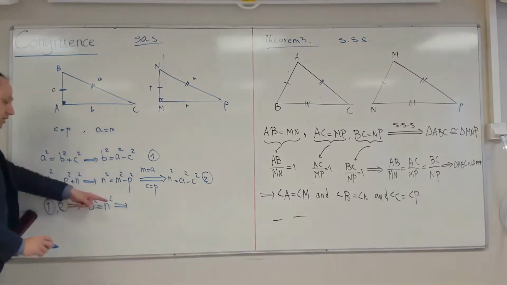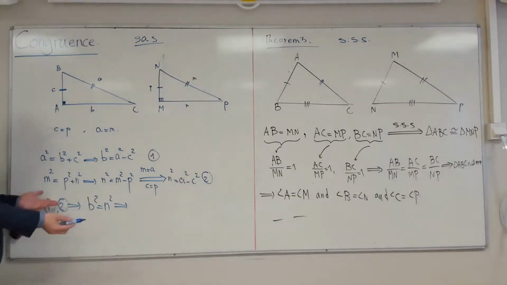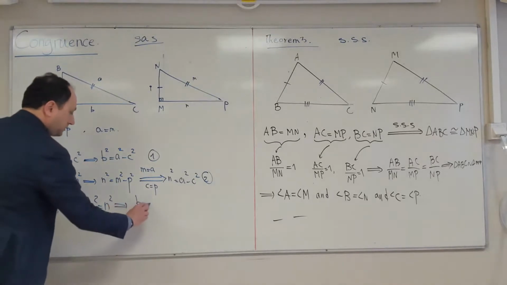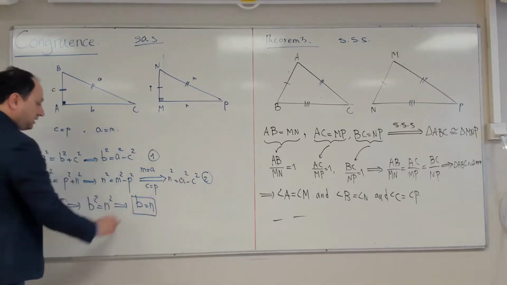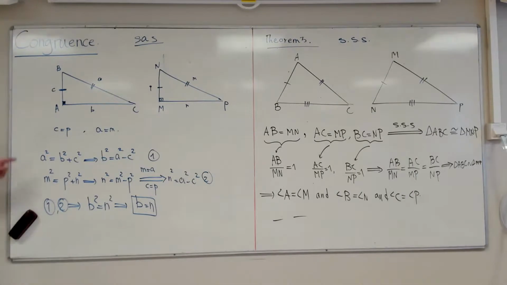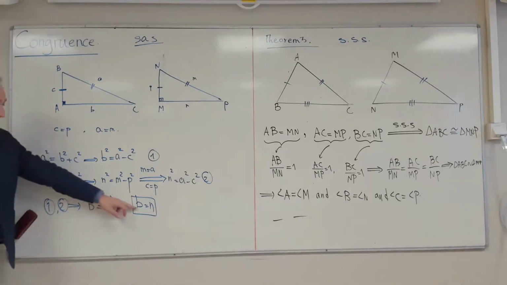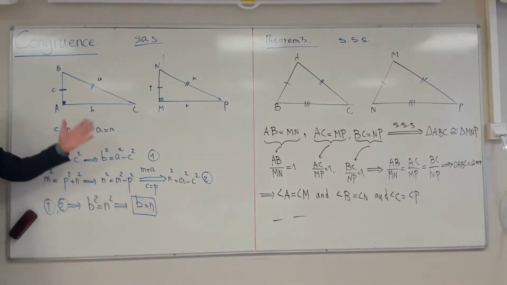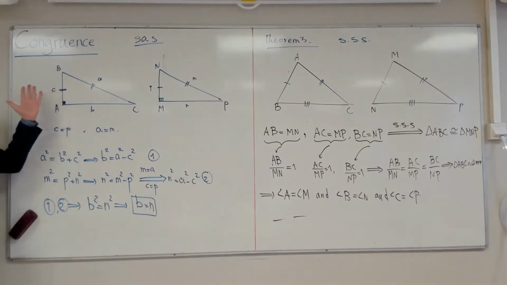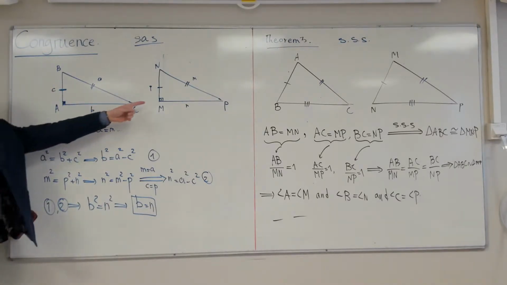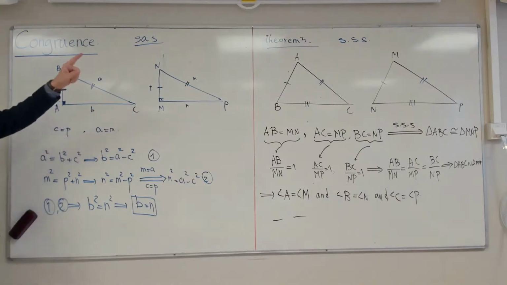And then the consequence of this, because b and n are positive numbers, is that b is equal to n. Now, I have c equal to p from the beginning. I have a equal to m from the beginning. I concluded that b equals n now. So 3 sides from the left-hand side match with 3 sides from the right-hand side. So this is the SSS theorem. Yes?